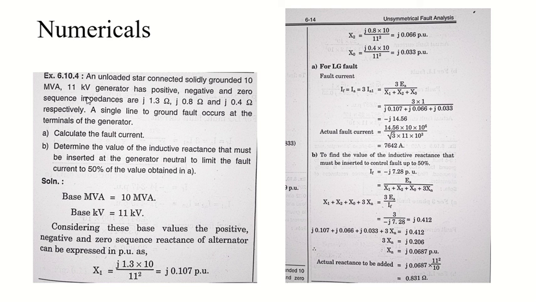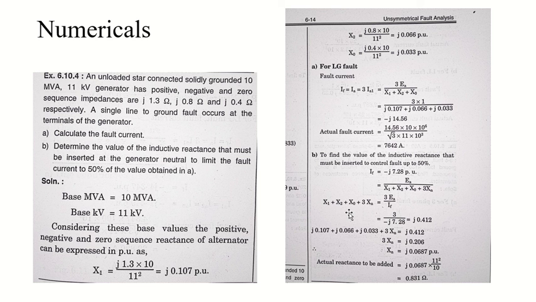We already have the value of IA1, right? And once we have the value of IA1, 50% of it you have to acquire. So it will be 50% of this 14.56, so it will be 7.28 per unit, and that will be your IF. Now remember the formula for IF. It is given as EA divided by x1 plus x2 plus x0 plus 3xn, and here we have to calculate the value of xn. So we will simply make this reactance the subject, and simply substitute the values in it.